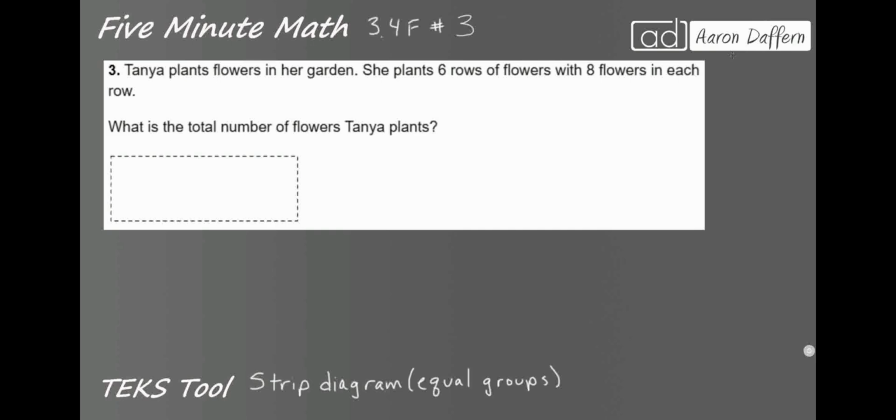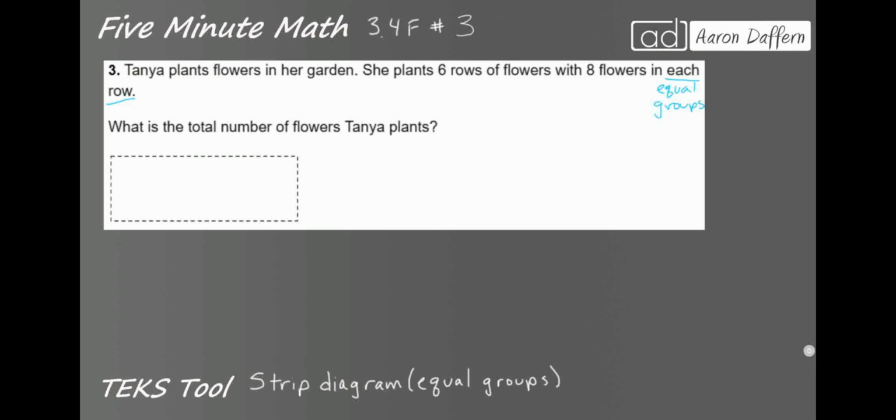So we are planting flowers in a garden with Tanya. We're trying to figure out how many flowers Tanya plants. And when we are looking at this, we should notice that we have a statement right here, 8 flowers in each row. This is what we call an equal groups statement. This lets us know that we're dealing with equal groups because we have the same number, in this case, 8 flowers in each row.